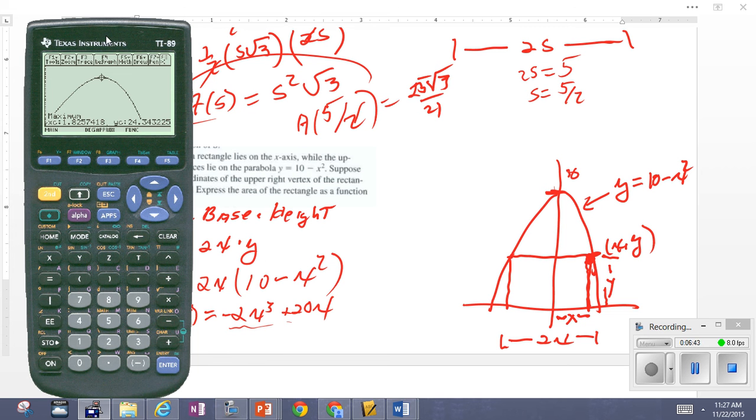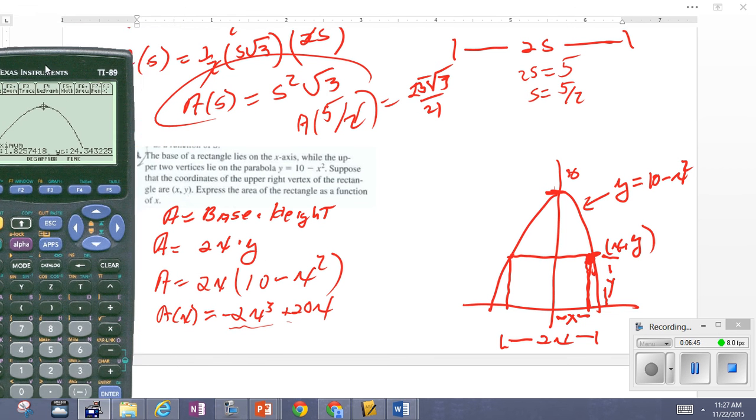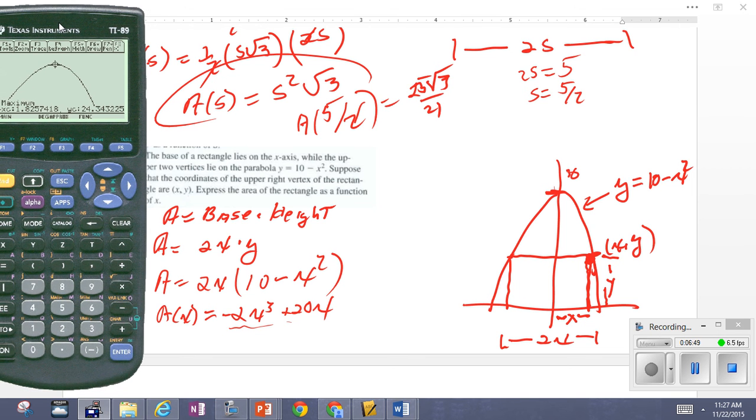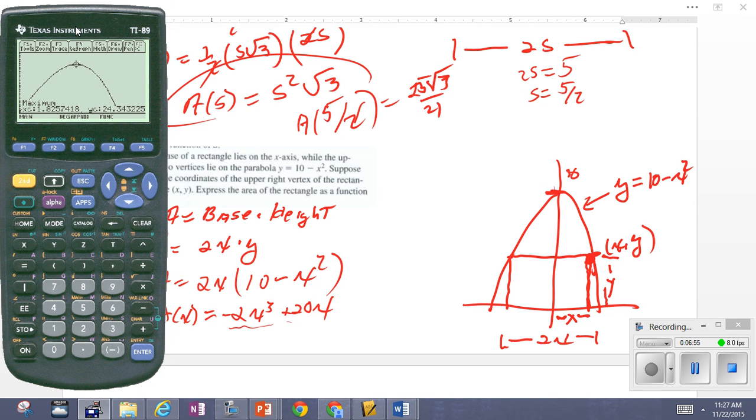What we did here in total, you should be able to do for any problem listed. I know that the problems are only asking for you to write the function, but I will ask you to optimize the problem via your calculator for test problems. So you do need to know how to do that. There you have it.